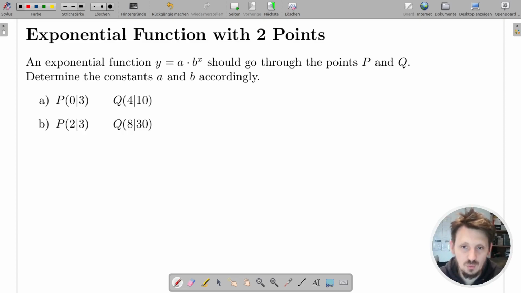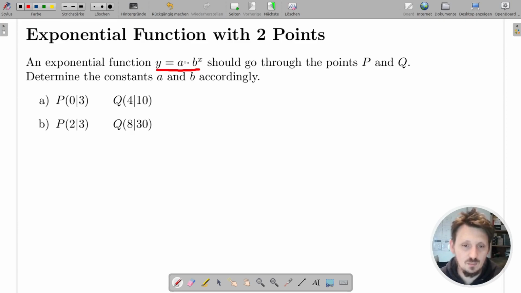Okay, welcome back to a new math tutorial. In this video I would like to explain how you can set up an exponential function when 2 points are given. So we actually want to define an exponential function in a way that the graph of this function goes through these 2 points. And the most general way how to write down such an exponential function you can find actually here. So maybe I can highlight this.